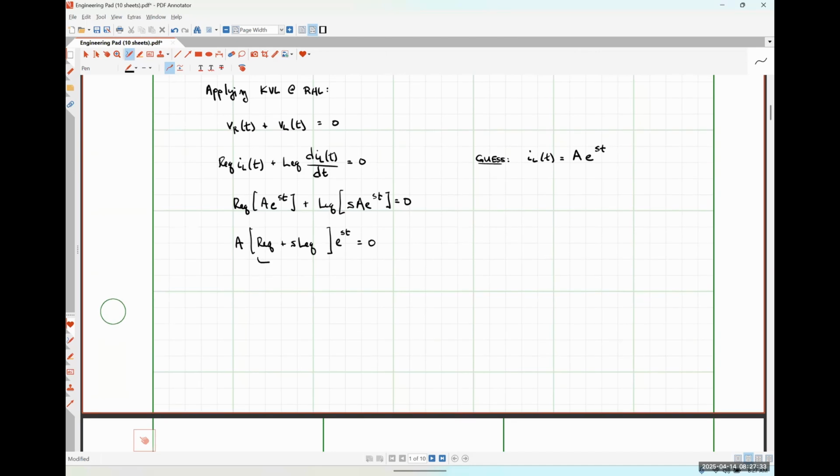So this is what's known as the characteristic equation for our circuit or our system. And essentially, we can solve for a value of s that is dependent on our circuit components that will make that characteristic equation equal to 0 for all points in time. So how would I solve for s for that REQ plus s LEQ is equal to 0? What would be my result?